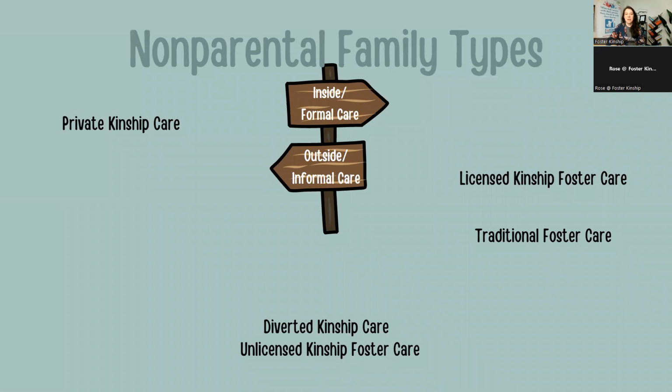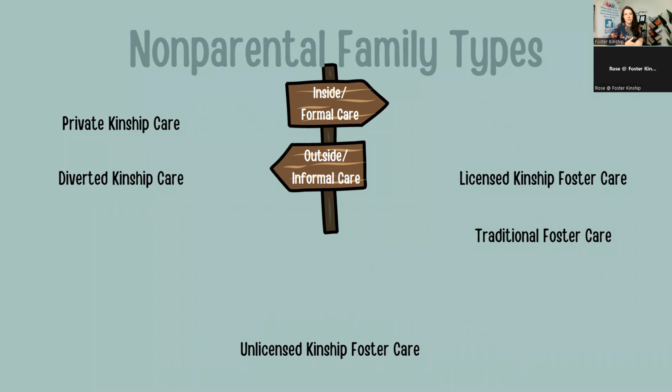Now, diverted kinship care happens when the child welfare agency is involved. So this is where it gets very gray and messy. Diverted kinship care happens when there is child welfare involvement, and the end result of that child welfare involvement is that the child is physically separated from their parent and living with kin. However, when it's diverted, you can think of prevention. The child is not in foster care.